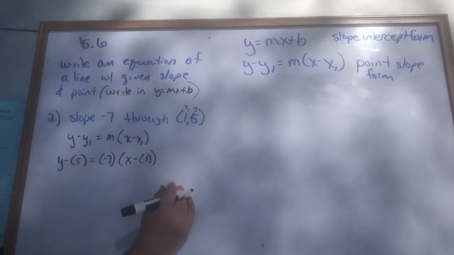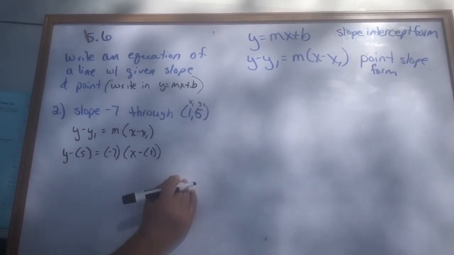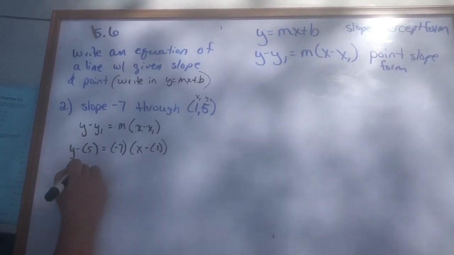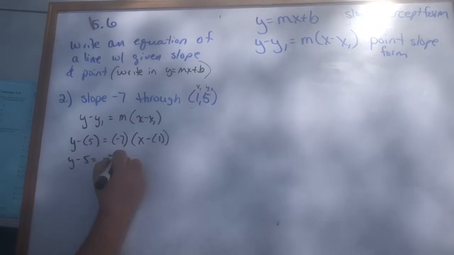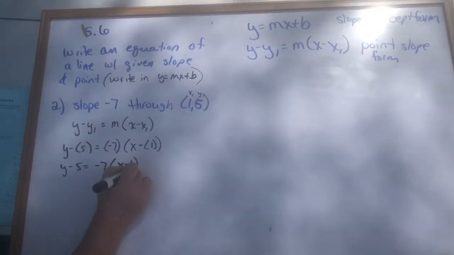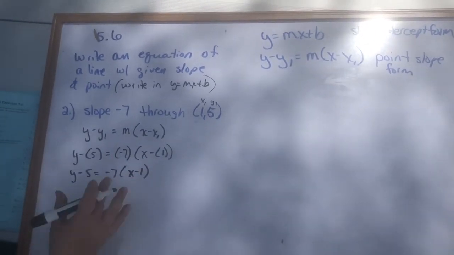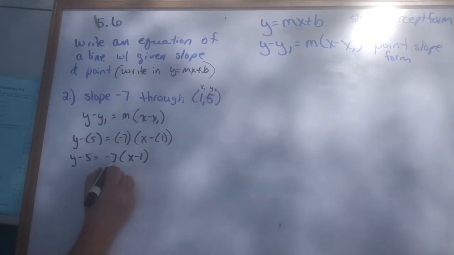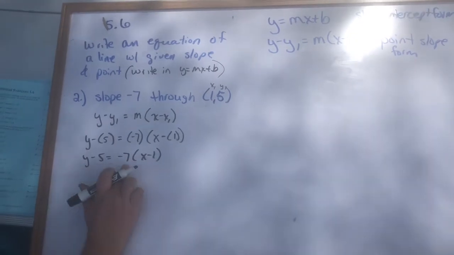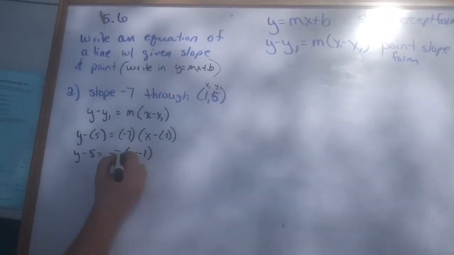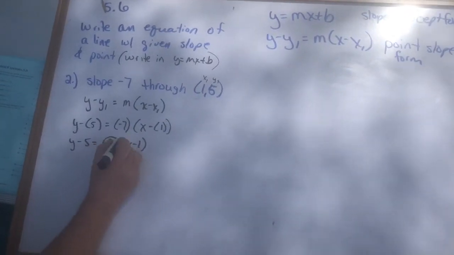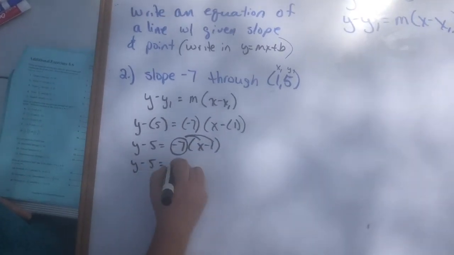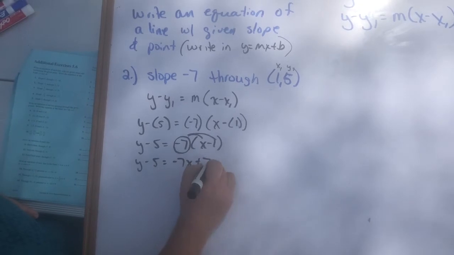So now I just need to simplify this. It looks kind of messy because I have lots of parentheses and things, but it'll clean up quite quickly here. We have y minus 5 equals -7 times x minus 1. See, look, it already looks better when I just take care of the parentheses. So now I need to distribute this -7. I can't get rid of this -5 until after I distribute this. So I take this -7 and distribute it to each one of these pieces, and I have y minus 5 equals -7x plus 7.